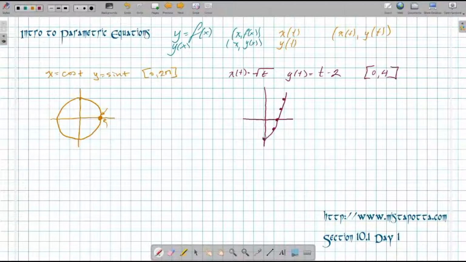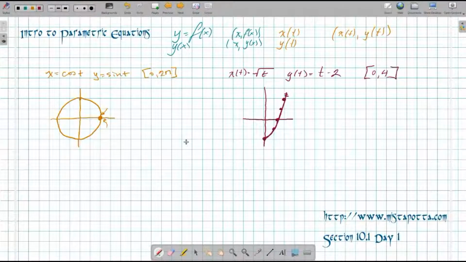So I end up with something that actually looks like the right hand of a parabola, but because I'm stopping short here, I end up with something that just kind of stops short, and so this part actually isn't part of my graph. So I can do a lot of descriptive stuff when I'm dealing with parametric equations.